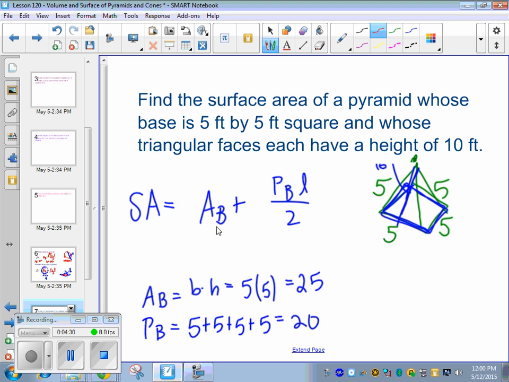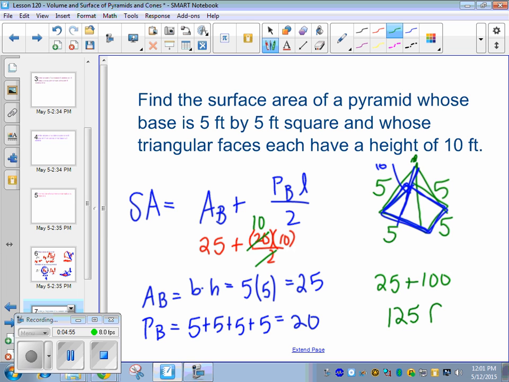Okay, so area of the base is 25. Perimeter of the base, we're going to plug in 20. The slant height, they tell us, is 10, and then divide by 2. I would probably divide 20 by 2 first, so I can cross this off. 20 divided by 2 is 10. So then I have 25 plus 100. So my answer is 125 feet squared. Okay, and it's always feet squared or centimeters squared because surface area is still just total area of the outside of the figure.